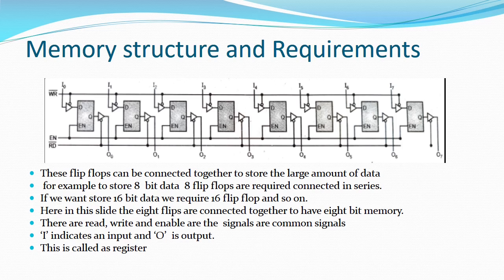Here in this combination, the read, write and the enable signals are common for all the flip-flops, with a tri-state input and output. I indicates the input, ranging from I0 to I7, whereas O indicates an output, ranging from O0 to O7. These are the output lines. The memory which stores 8 bits of data is called a register.